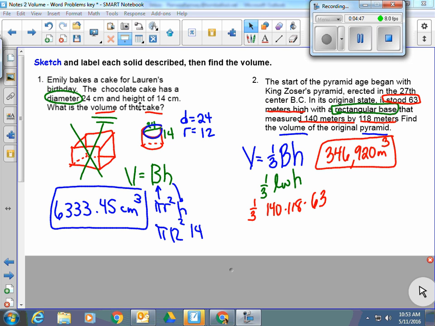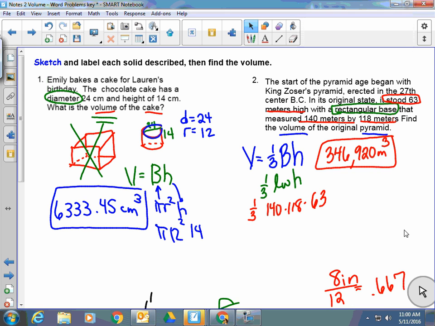On number 2, it says that it's a pyramid with a rectangular base. So that's 1/3 area of the base times the height. It's a rectangular base, so the formula for area of a base is length times width. So it's 1/3, 140 times 118, and then it told you that it stood 63 meters high. How many of you had number 2 right? Very good. Great job. Okay, try the next 2, but be careful.